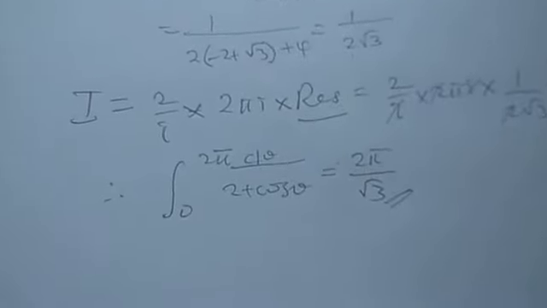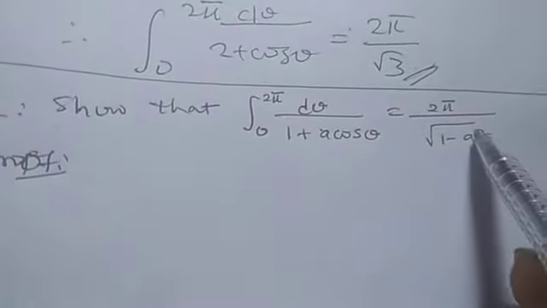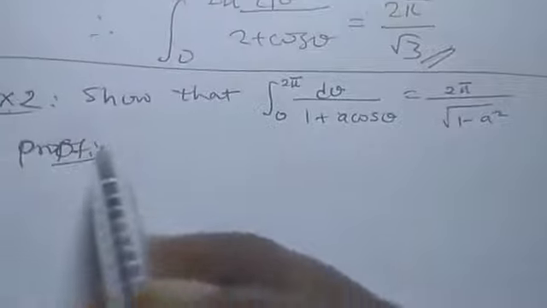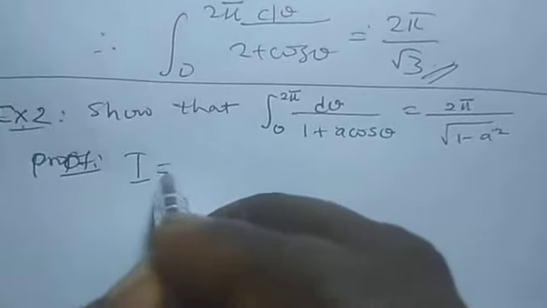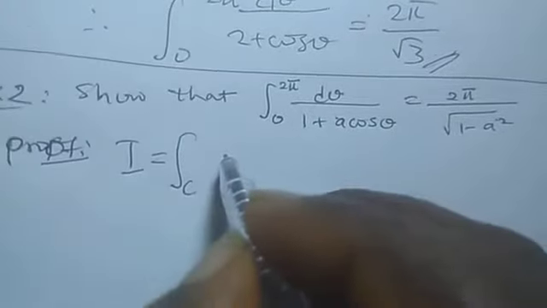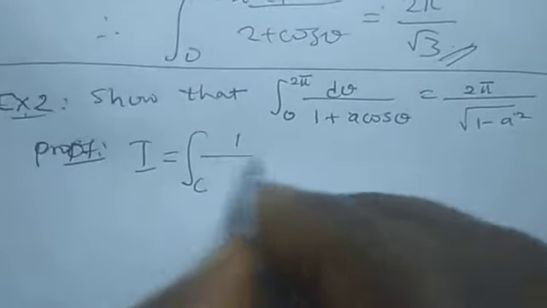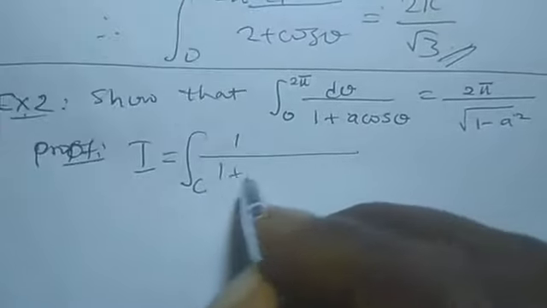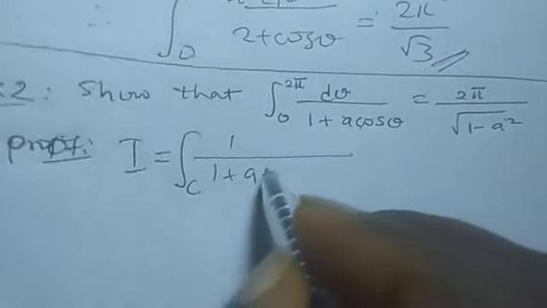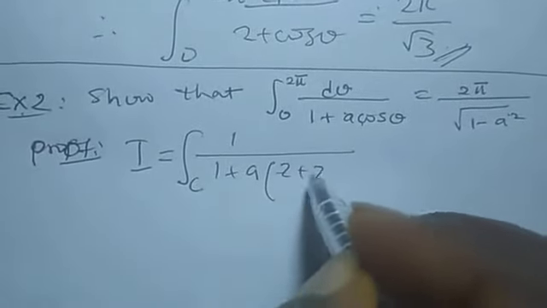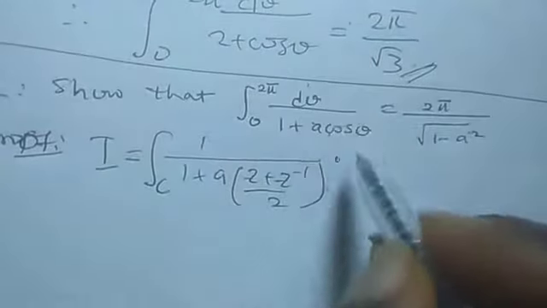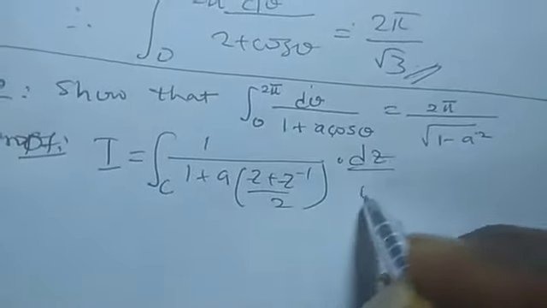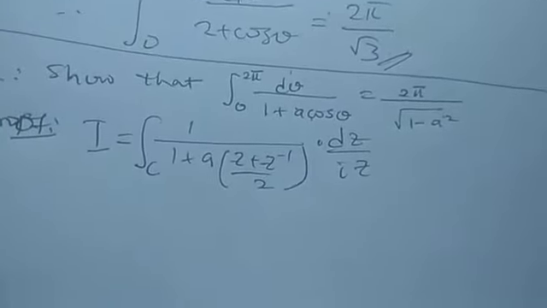Let's take another example. Example 2. Show that this is equal to this. So what we do is we'll follow the same format. We say that our I is equal to, let me take, 1 over 1 plus a. You know our cos is z plus z inverse over 2, d theta. Our d theta is dz over iz.